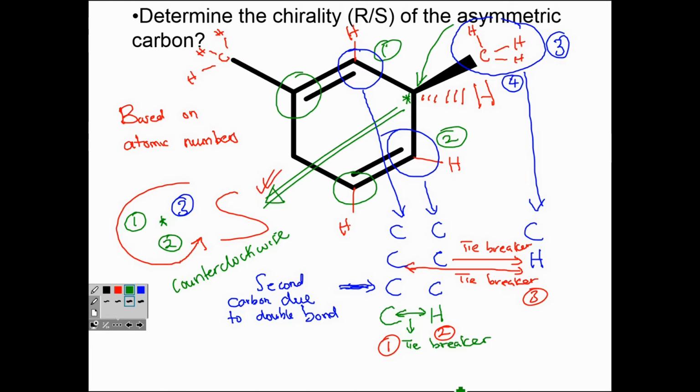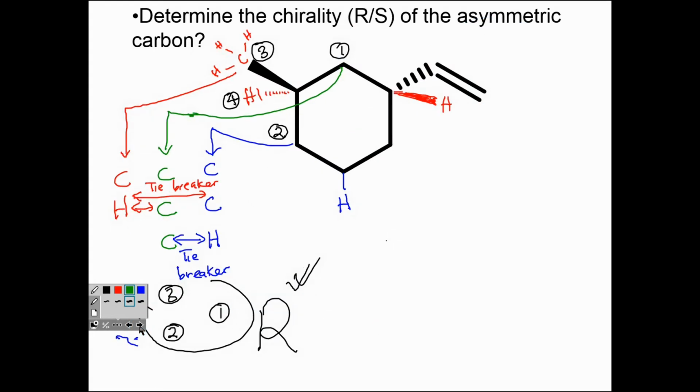Right? So you have to practice. This is gonna be very easy when you practice. Don't be scared. Let's look at the next example. Now you need to assign R and S for the asymmetric carbons in the molecule. The first asymmetric carbon is gonna be this one. The second one is that one.